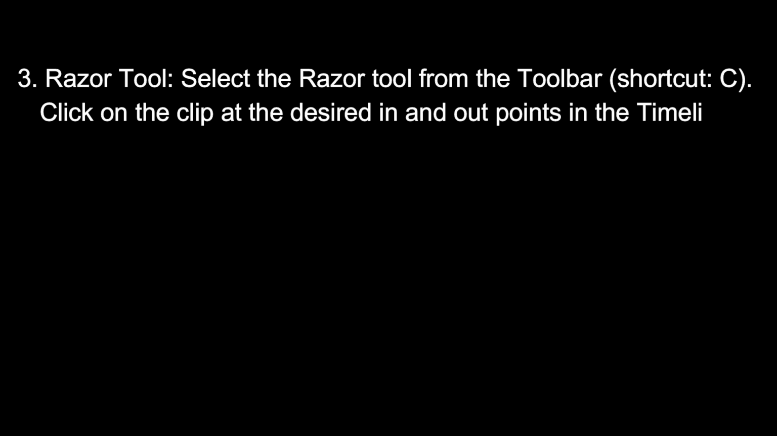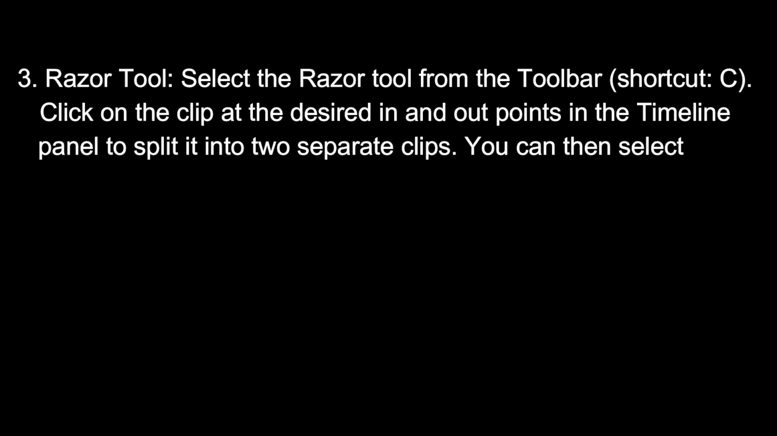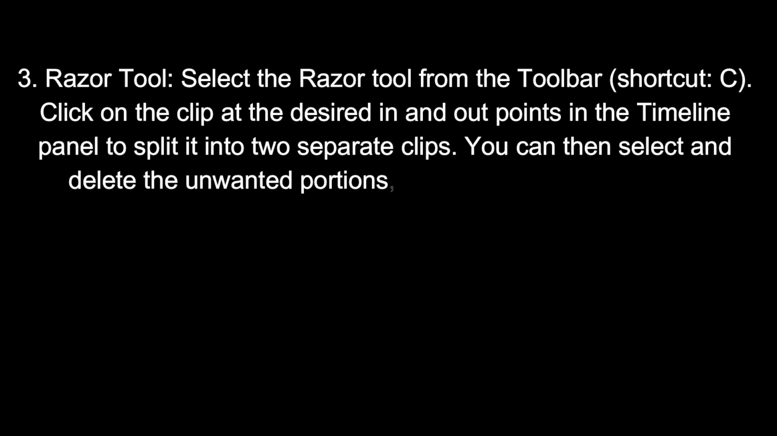3. Razor tool. Select the razor tool from the toolbar, shortcut: C. Click on the clip at the desired in and out points in the timeline panel to split it into two separate clips. You can then select and delete the unwanted portions, effectively trimming the clip.